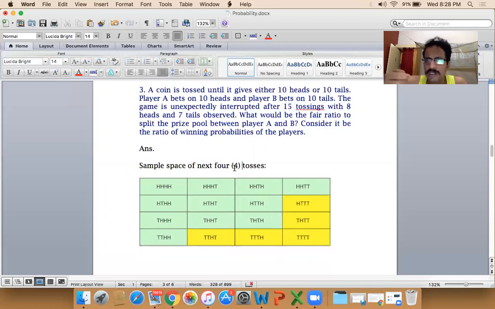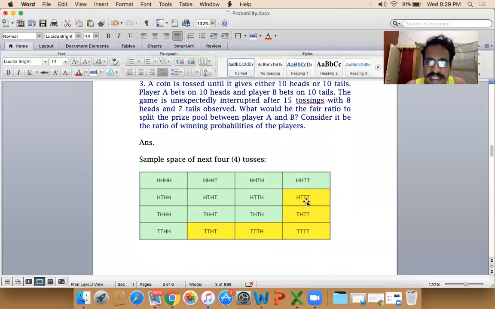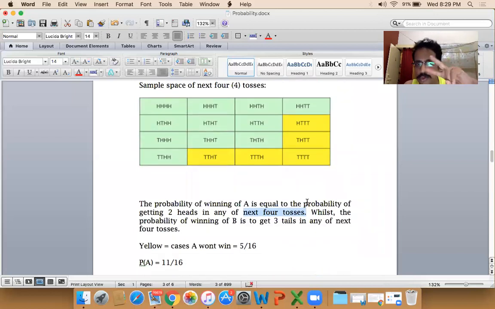And if you are doing a coin toss 4 times, what is your sample space? This is given by this table out here, and there are 4 by 4, that is 16 such cases. We have seen it in an earlier example also, tossing 4 times, and there are 16 such cases, right? Now the probability of winning of A is equal to the probability of getting 2 heads in any of the next 4 tosses, because he has already got 8 heads, now you get 2 more heads and you win. For B, he has to get 3 tails in any of the next 4 tosses and he wins.